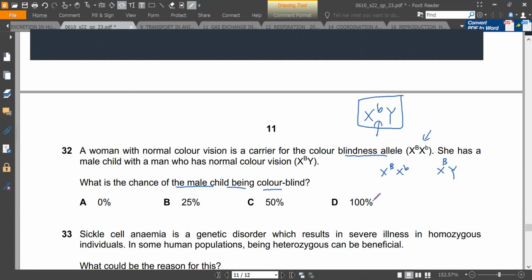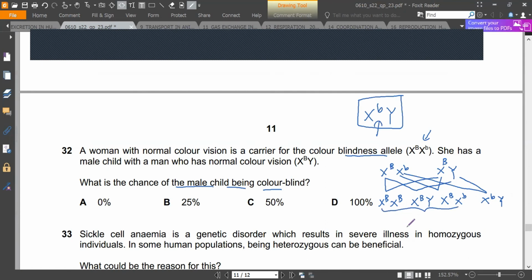When we cross them together, we will end up with these four offspring. First we have this situation here. Second, third, and then fourth. So this one will be no color blindness. So two daughters, two sons.